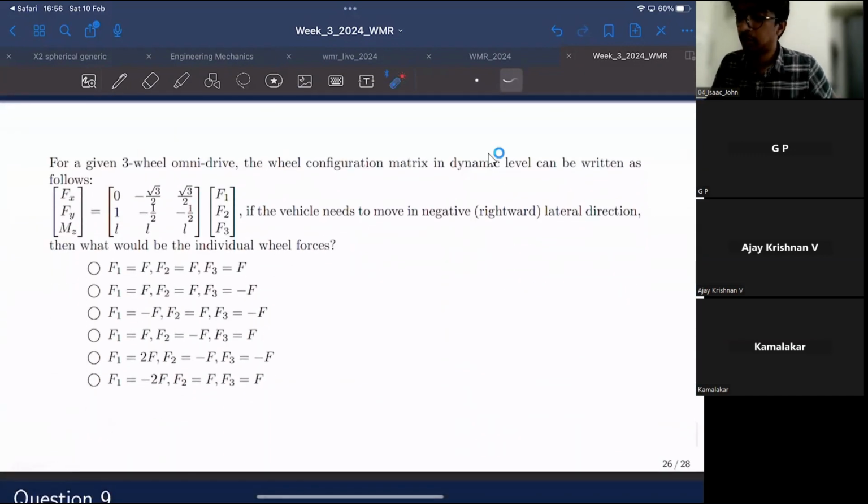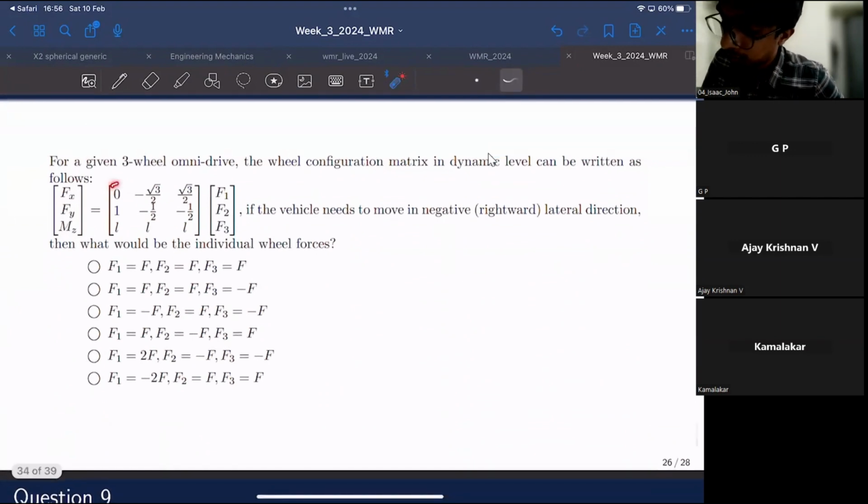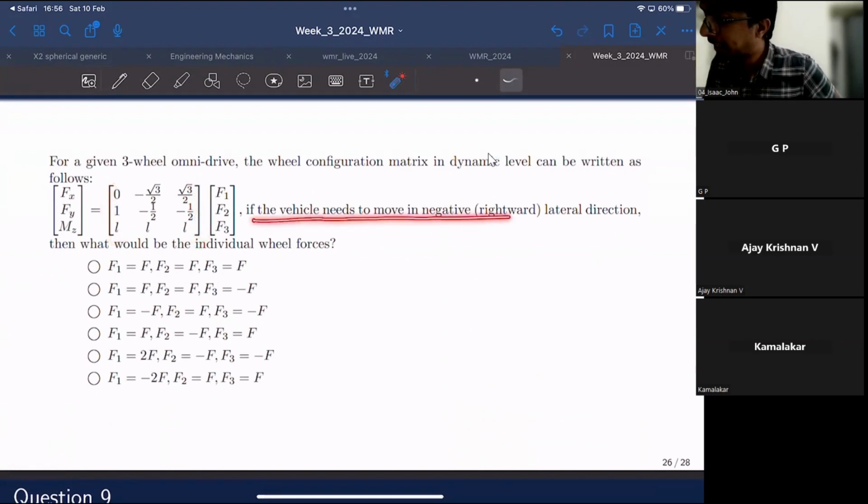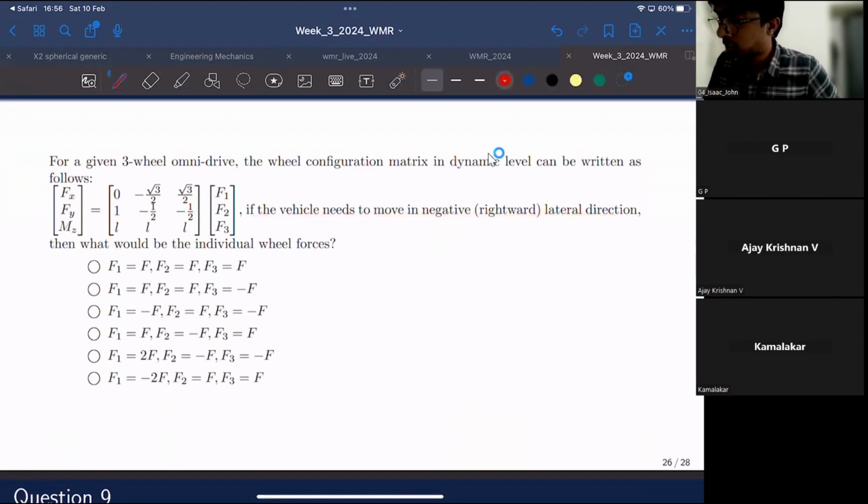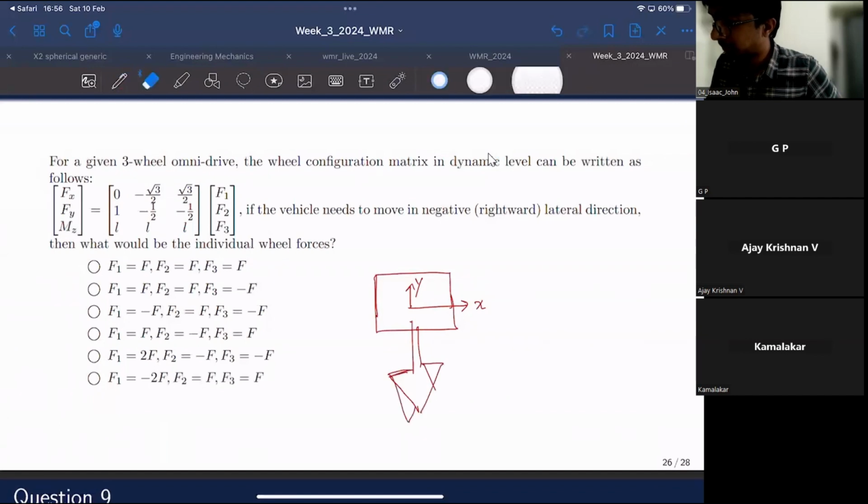Option 9. So until now we have only considered mecanum wheel drive. This is for omni wheel drive, right? And the question asks, if the vehicle needs to move in the negative lateral direction. So if this is the chassis of the mobile robot, and this is the body fixed frame, this is Y, this is X, and the robot should move in the negative lateral direction, negative Y axis.